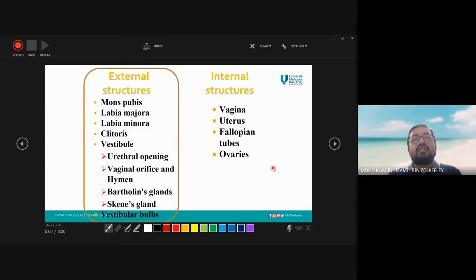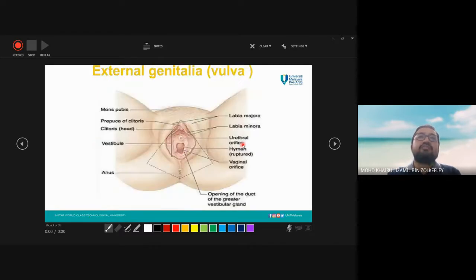Internal structures tadi kita dah explain a little bit, start daripada vagina, then go to uterus, fallopian tubes, and to ovaries. Okay, so this figure shows us the external genitalia in female reproductive system. So this is the mons pubis, and then there's a prepuce of clitoris here, and then kita ada part of vestibule. Dalam vestibule tu kita ada urethral orifice, lubang air kencing di hadapan, anterior to the vagina orifice.